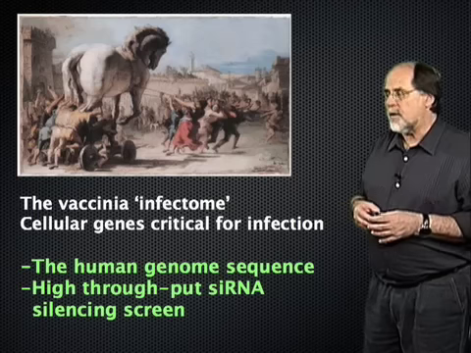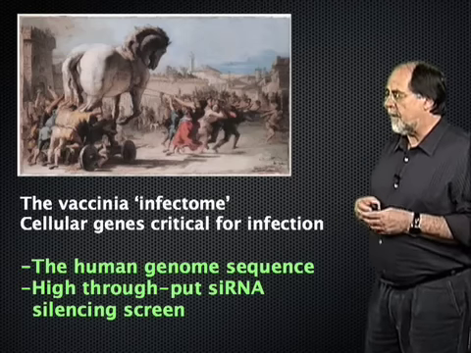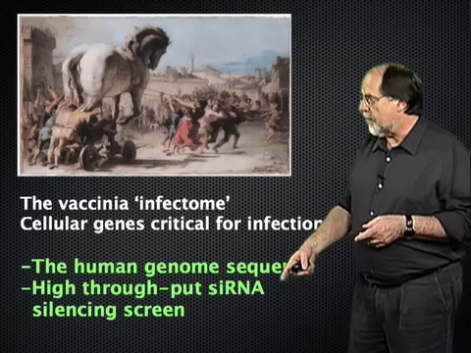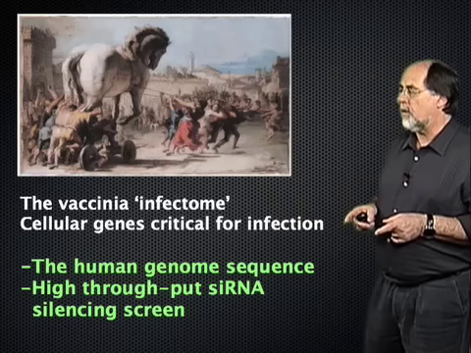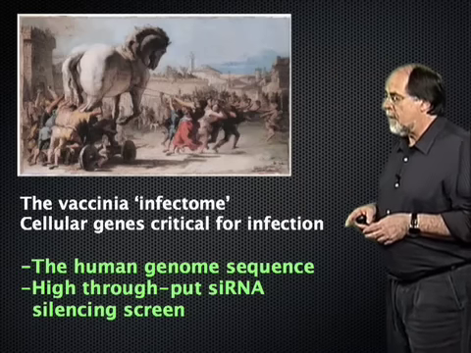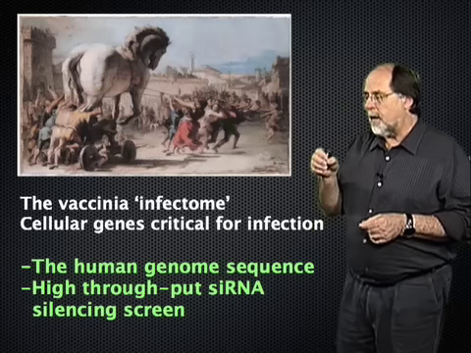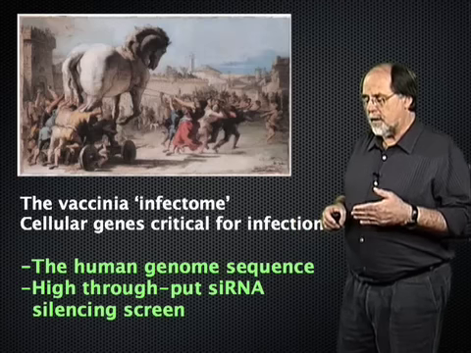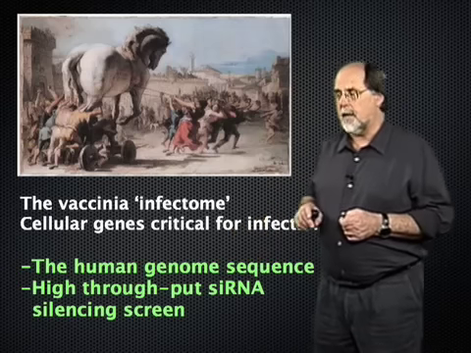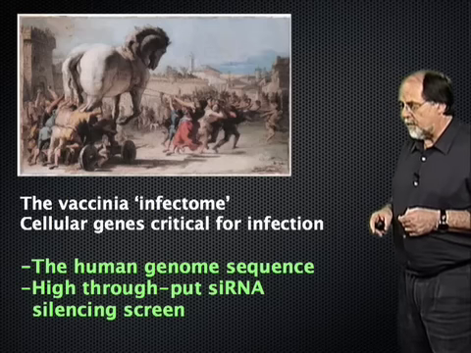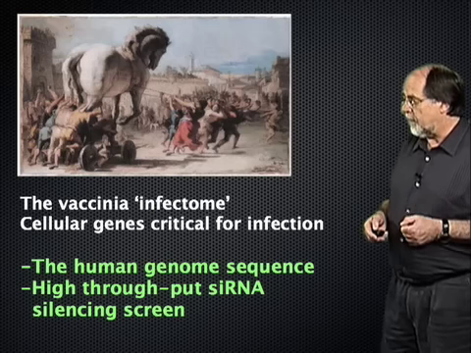And to get such information today is possible due to 2 completely spectacular events that have happened in the last 10 years. First of all, we have now access to the human genome sequence. Basically, we have the names of the Trojans. And we have a technology which allows us to eliminate 1 gene at a time and then test the cells whether they can be infected or not. And that is using high throughput siRNA silencing in human cells. A screen in which we silence genes 1 by 1 and test for infectivity.